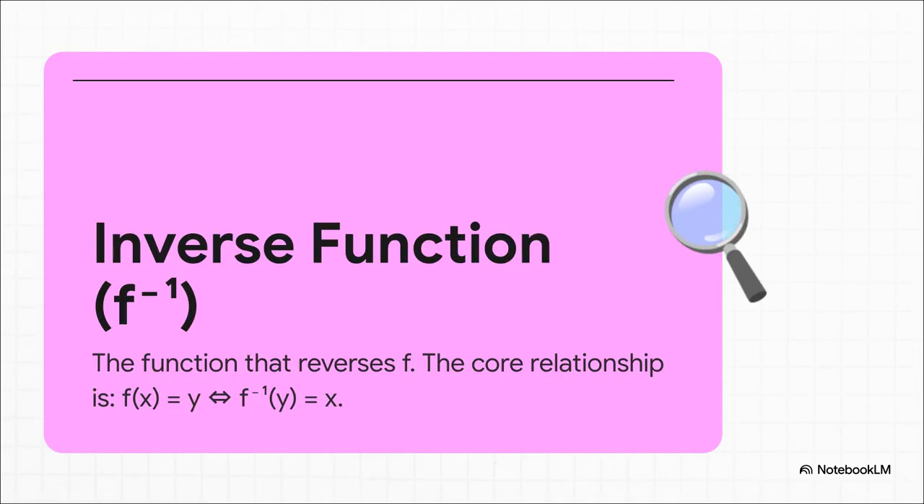And this is what we call the inverse function. You'll see it written as f with a little -1 up top. It is quite literally the ultimate undo button. If the original function f takes x to y, the inverse function, f inverse, takes y right back to x. The roles of input and output are completely swapped.